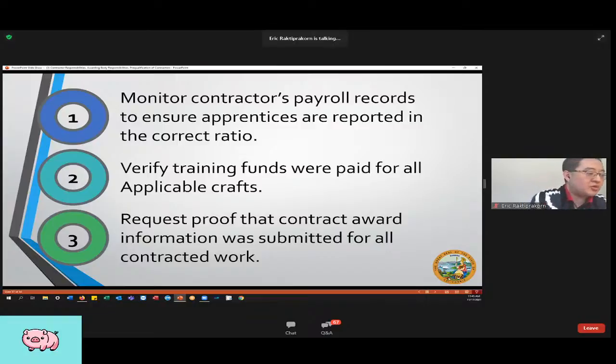And we have a quick polling question coming up. So this is something of a pop quiz. I did explain this in a previous slide. If a classification is not apprenticeable, should the work in that classification receive training funds as part of their wages? Yes or no?